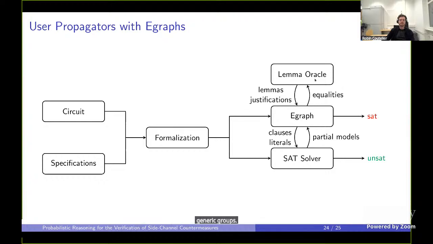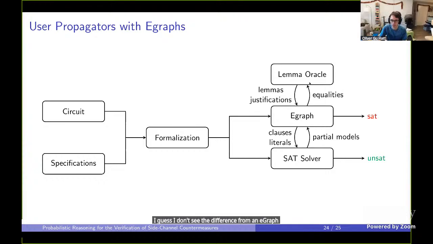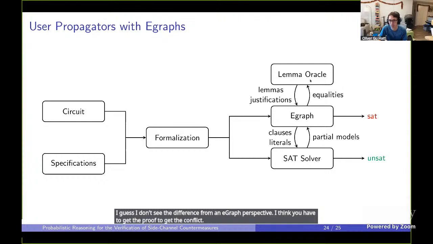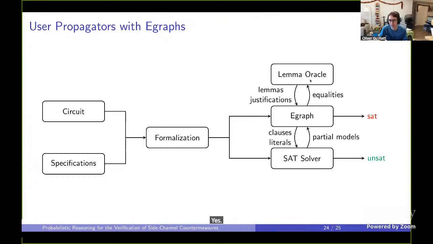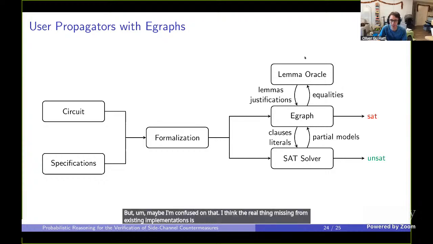I think it is. I guess I don't see the difference from the egraph perspective. I think you have to get the proof to get the conflict. Yes. Maybe I'm confused on that. I think the real thing missing from existing implementations is backtracking. Something maybe on the horizon for Egglog, but we'll see.